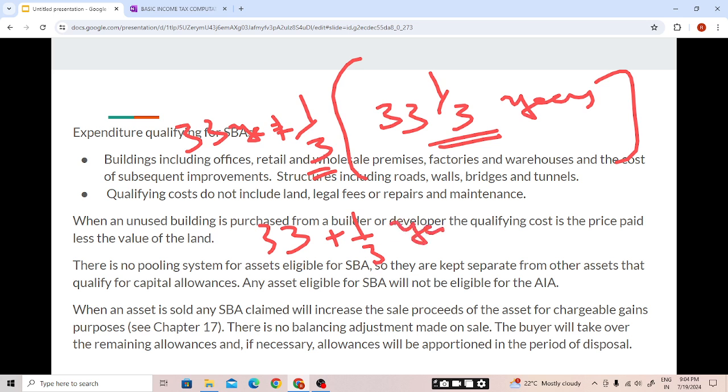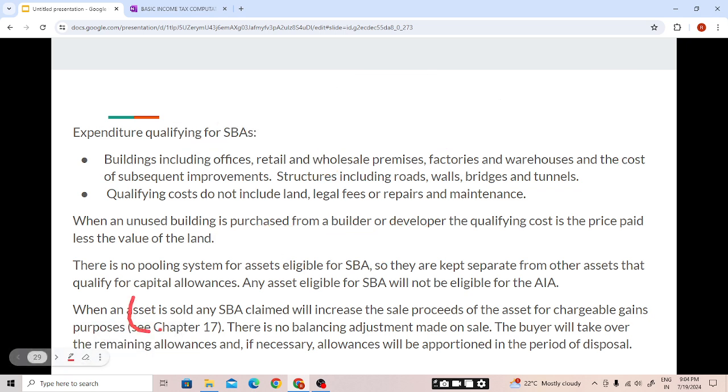So for this period we can claim the structure and building allowances. And students, when we sell the asset and calculate the chargeable gains, this will increase the sale proceeds by the amount of structure and building allowance already claimed. Let's take an example.